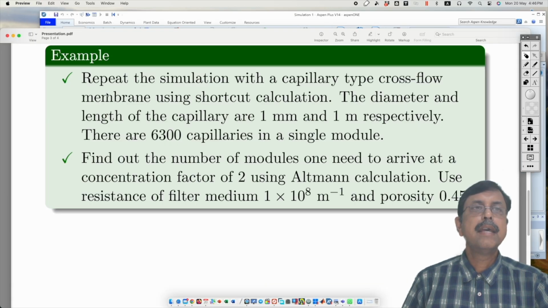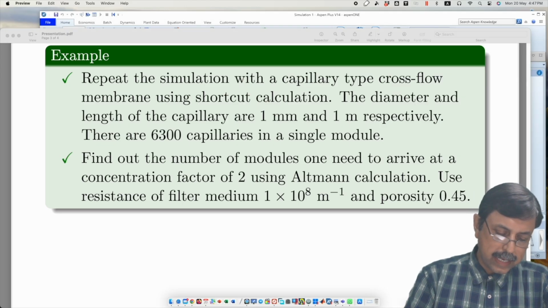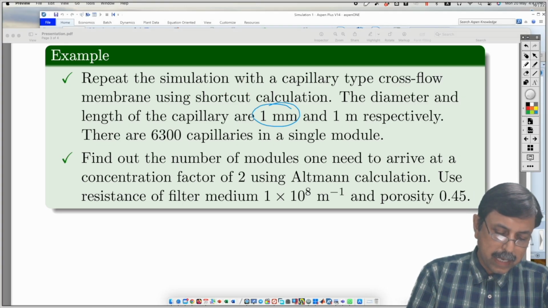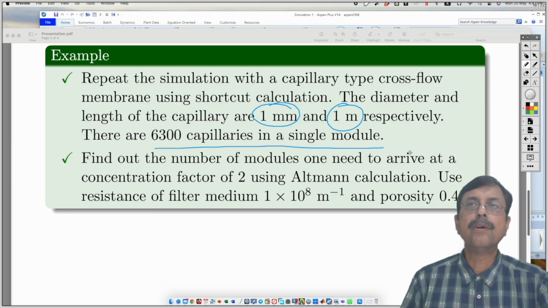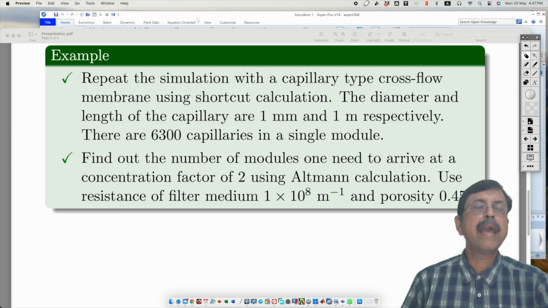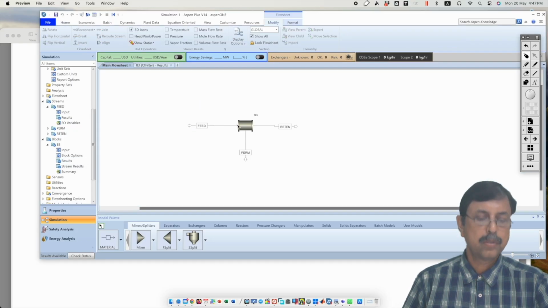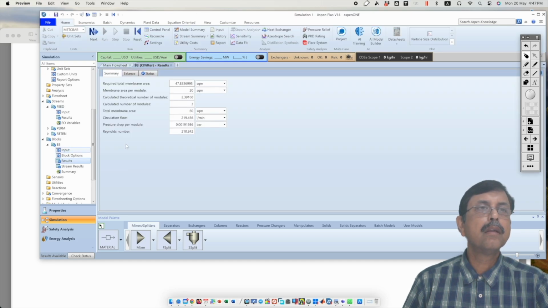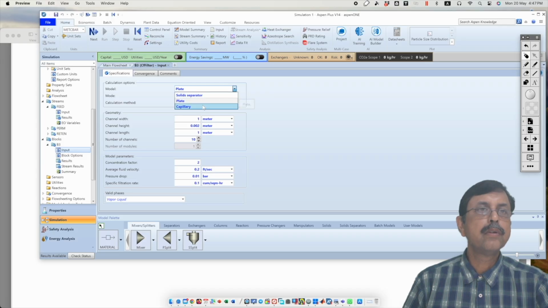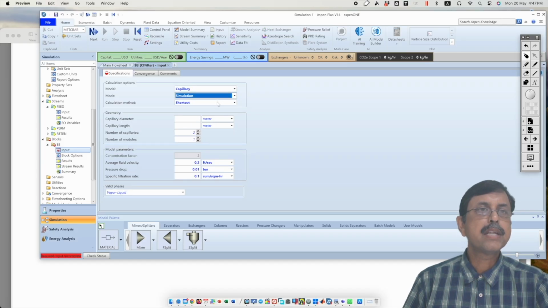Third problem says repeat the simulation with the capillary type cross flow membrane using shortcut calculation. The diameter and the length of the capillary are 1 millimeter and 1 meter respectively. There are 6,300 capillaries in a single module. So it is quite simple. We have to change it to capillary and simulation. It is the shortcut one.